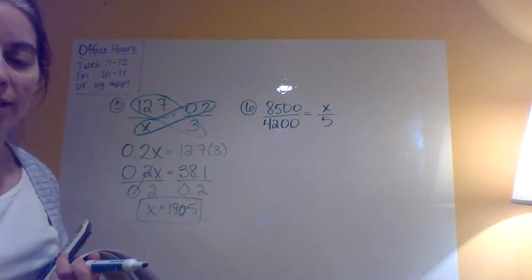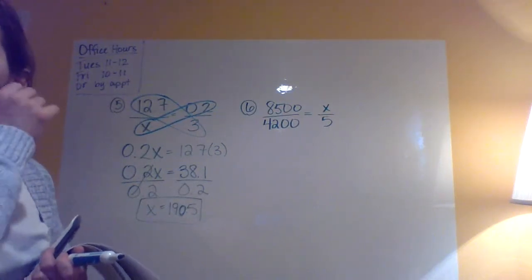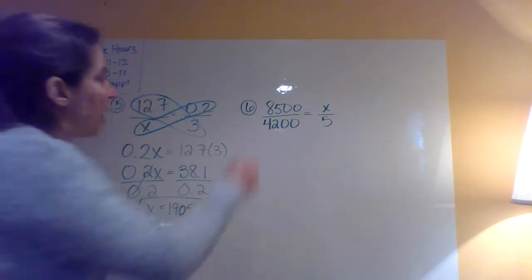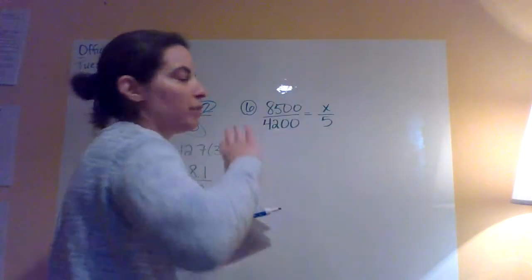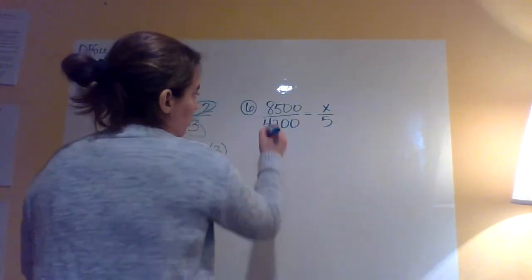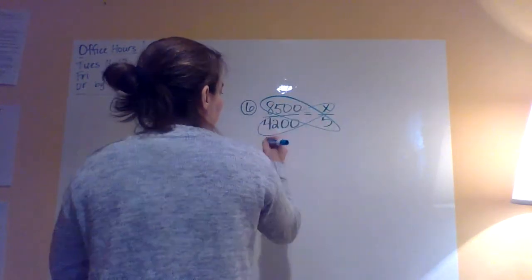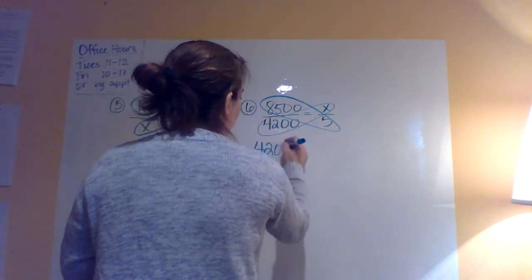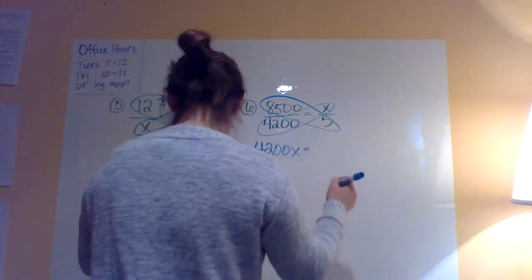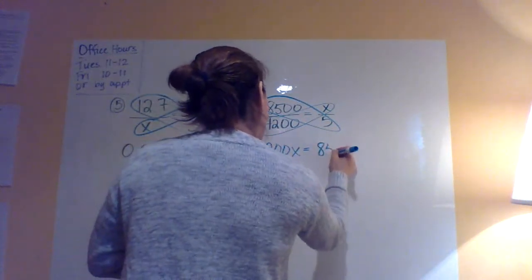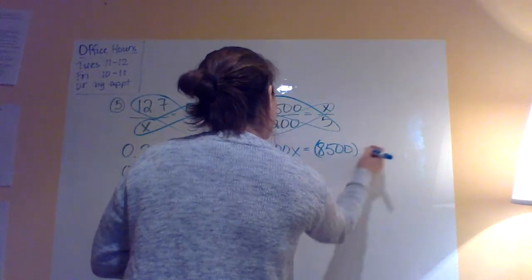The process is exactly the same. I always talk about what the process is. It doesn't matter if there are fractions here, decimals, negatives, it doesn't matter. Process is always the same. So I'm going to multiply these and multiply these. So 4,200 times x equals 8,500 times 5.